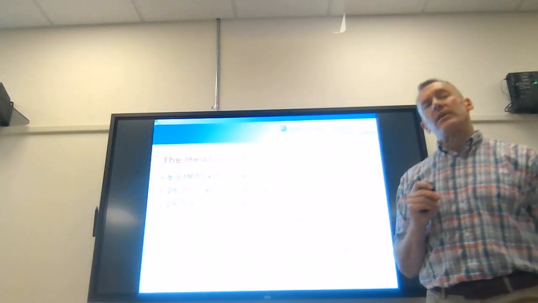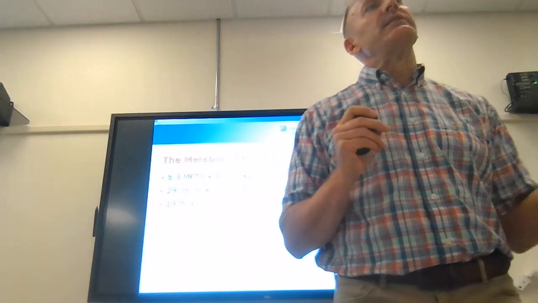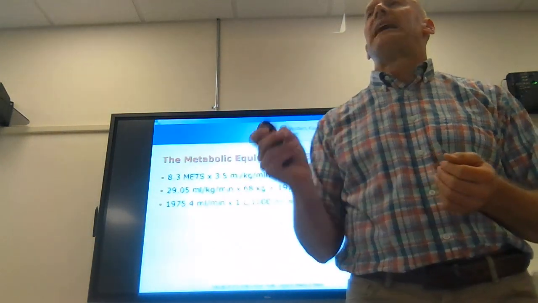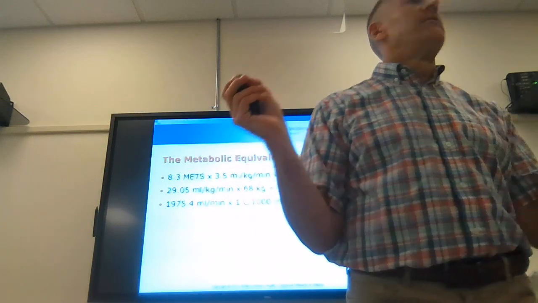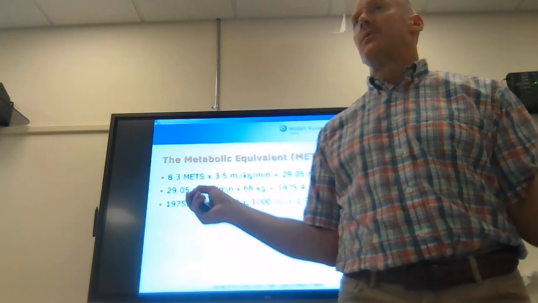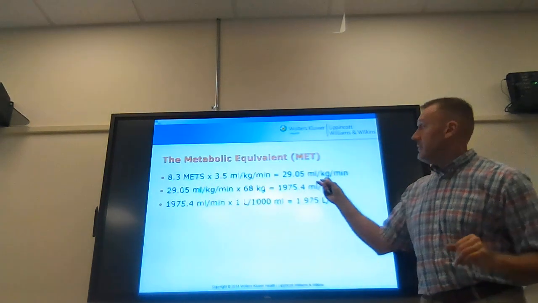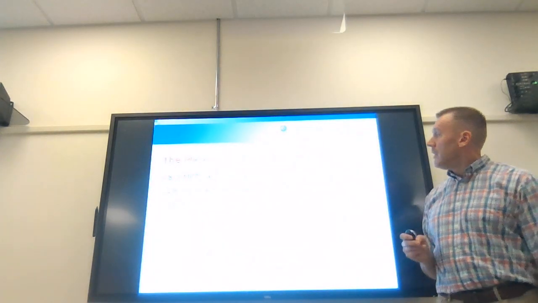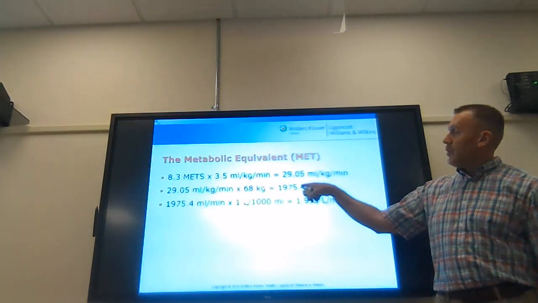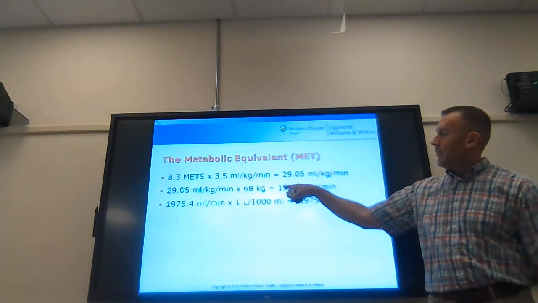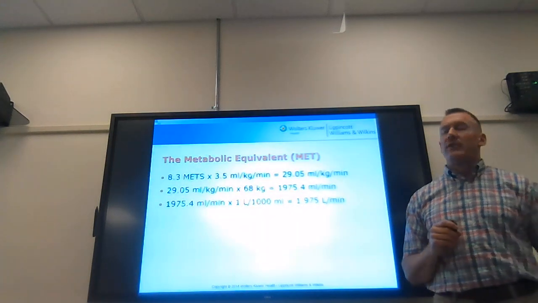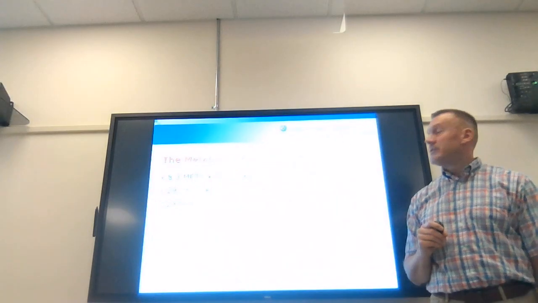So why do we want to convert milliliters to liters? Because ultimately we're going to multiply that value by what value? How many calories per liter? 5 calories per liter. So we want to convert the milliliters to liters. So we just move the decimal place over 3. 1, 2, and 3, and we come up with 1.975 liters of oxygen per minute.